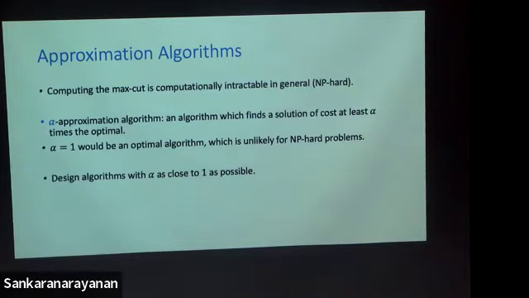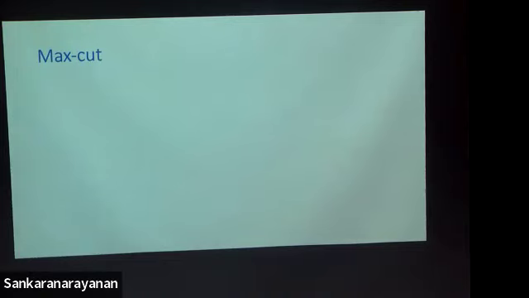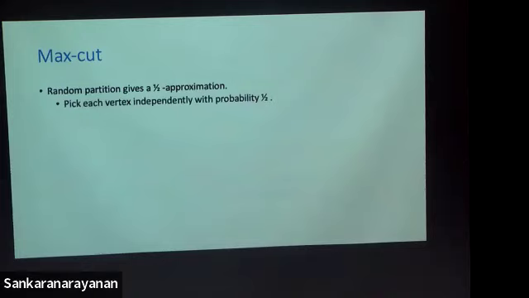Right, so I'll try to sketch a little bit about how you can use these things for the max cut problem. Firstly, let's look at a trivial algorithm for max cut, which gives us a half approximation. Recall that in max cut, you want to pick a set of vertices S so as to maximize the number of edges that go from S to V minus S. Let's just take a random partition algorithm. That means you just pick each vertex independently with probability half. What is the expected number of edges that you're going to cut?